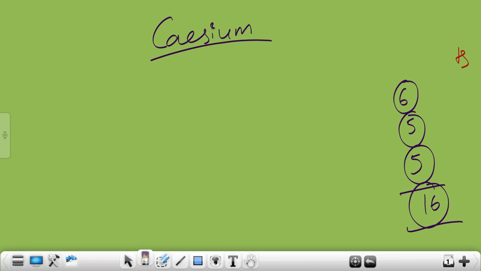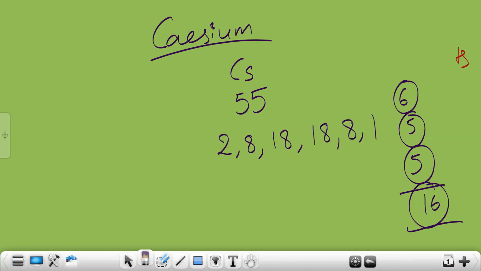Next is cesium. The next element we are going to learn about is cesium. The symbol for cesium is Cs. Its atomic number is 55. The electronic configuration of cesium is 2, 8, 18, 18, 8, 1. Number of electrons 55. Number of electrons or protons 55. Number of neutrons 78.